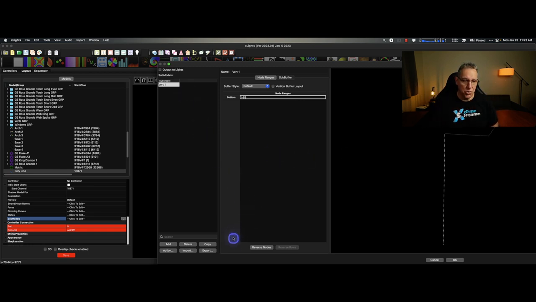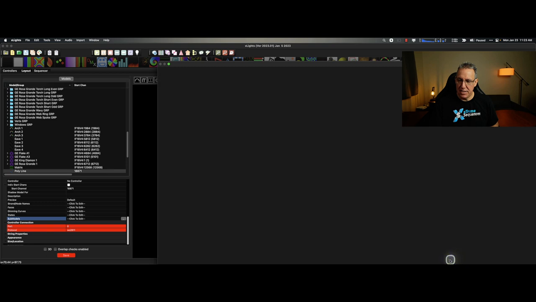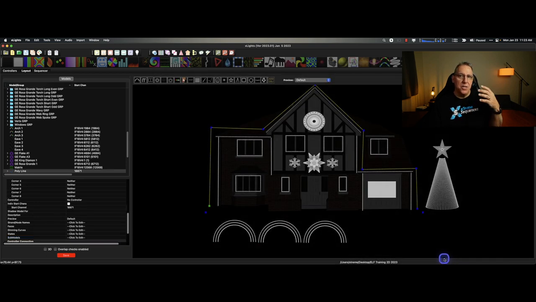Well, I've already told you that your pixel count in xLights versus what goes on your home are probably going to be two different things. Inevitably, something's going to be off. So guess what you have to do when you're off by that pixel count? You have to go back into the submodel group and you have to redefine that. And I find that cumbersome.